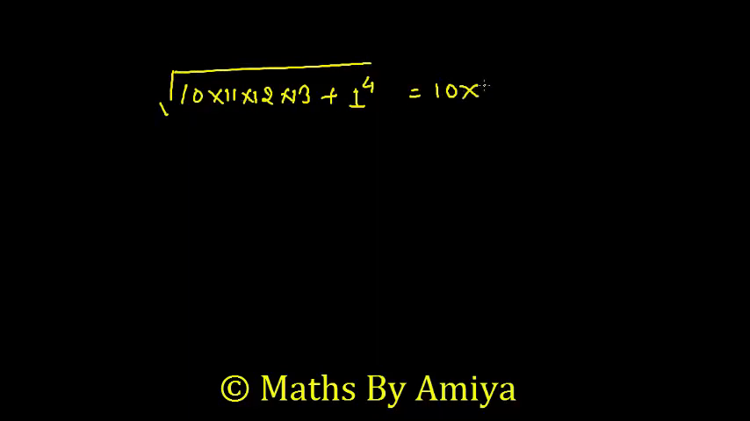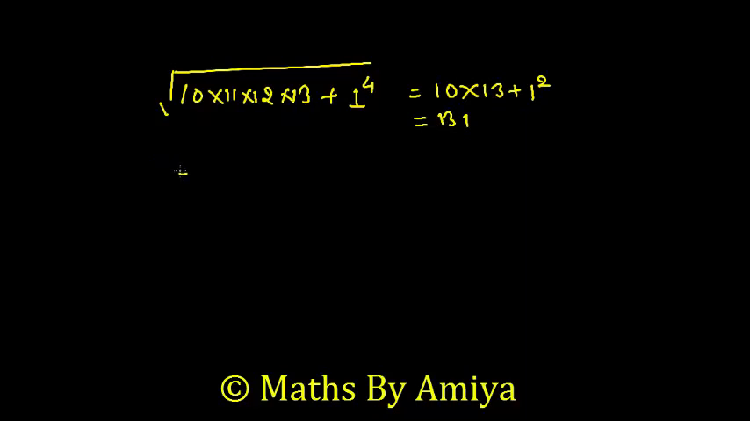If we have 10 into 11 into 12 into 13, find the least number we should add in this product to make it a perfect square. That is 10 into 11 into 12 into 13 with the common difference of 1. So we need to add 1 raised to power 4, that is nothing but 1. And the under root of this value is the first term into last term plus common difference square, or the under root of this is nothing but 131. I hope it is clear.